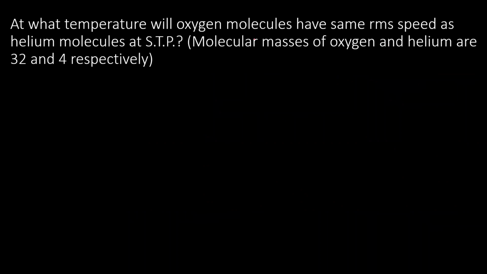Next they tell you at what temperature, same formula, okay? At what temperature will an oxygen molecule have the same RMS speed as a helium molecule at S.T.P? So the molecular mass of oxygen is 32 and helium is 4. That is given. So they are asking at which temperature the RMS speed of oxygen is the same as the RMS speed of helium. H2 and He. Helium is always individual, He2 doesn't exist. So at what temperature will the oxygen molecule have the same RMS speed?